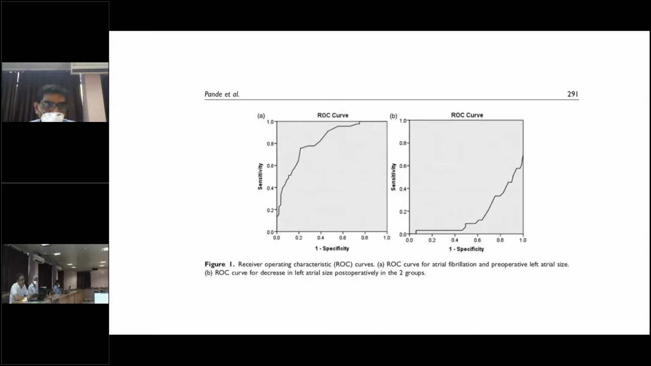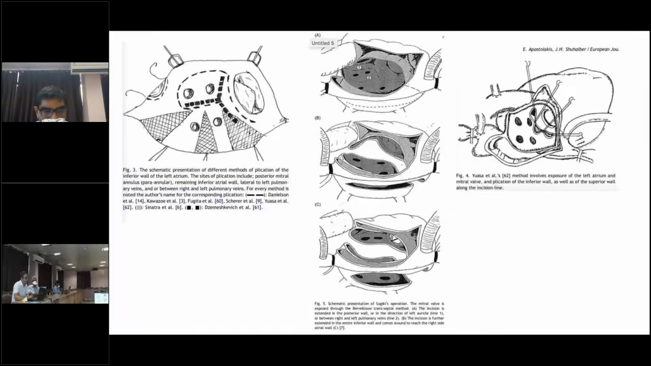So this concept of reducing the size of the left atrium and expecting that the atrial fibrillation would disappear, according to our observation study, it was not possible, because atrial fibrillation starts in these patients preoperatively at around 41.7 millimeter. So by any technique which we use, we are not going to reduce it below that. And moreover, we are not including any ablation technique for reducing the chances of atrial fibrillation.